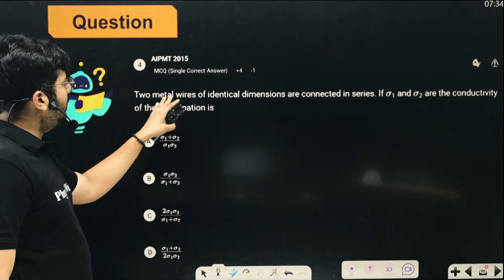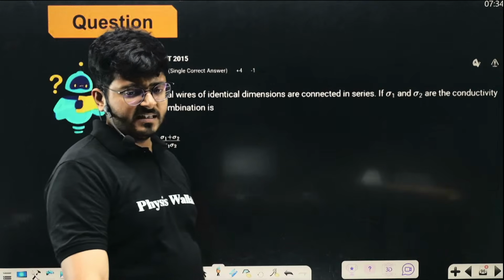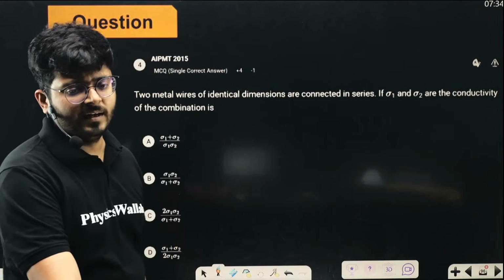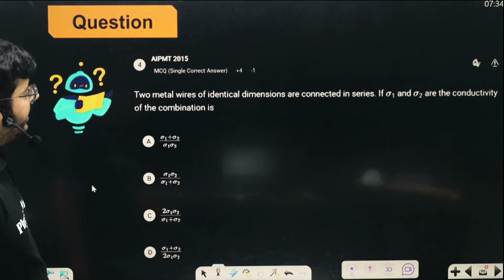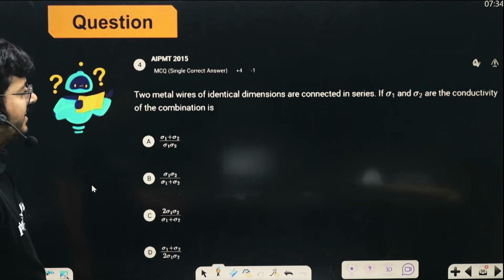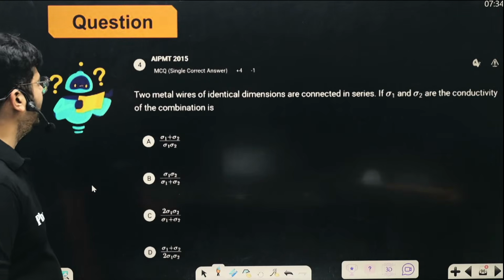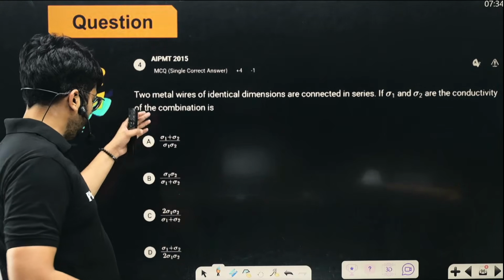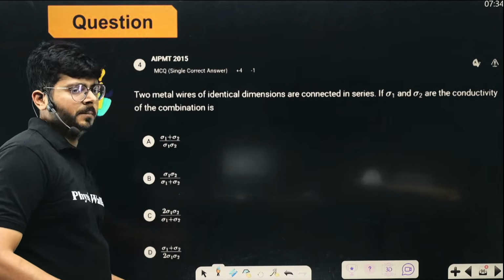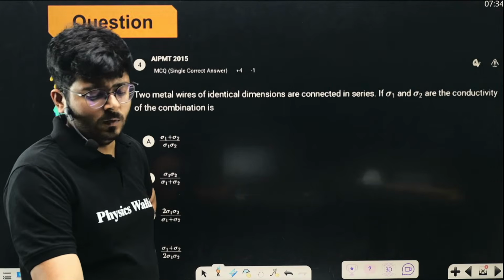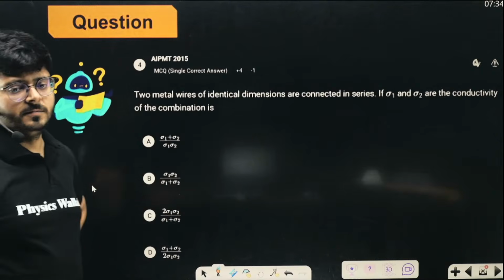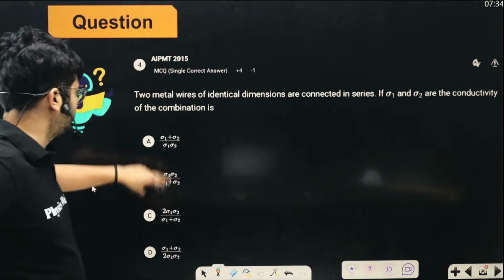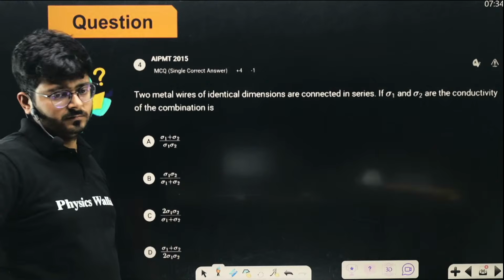Now, two metal wires of identical diameters are there. We have two metal wires of identical diameters and identical dimensions, and they are connected in series. If sigma 1 and sigma 2 are the conductivities, then what will be the final relation for the conductivity of the combination, right?